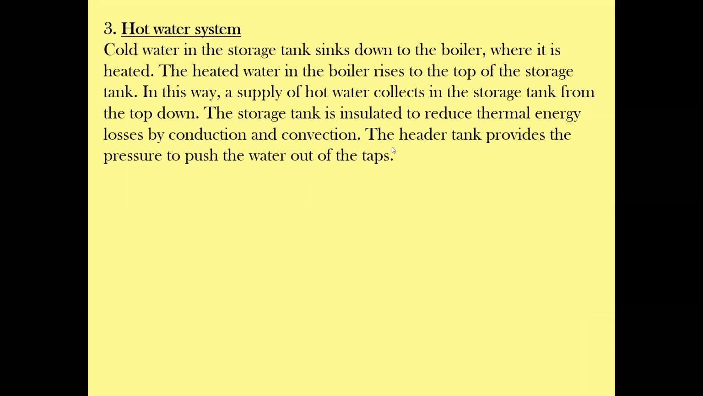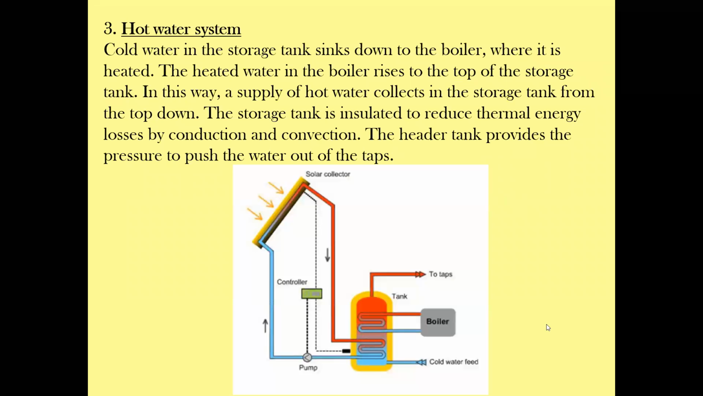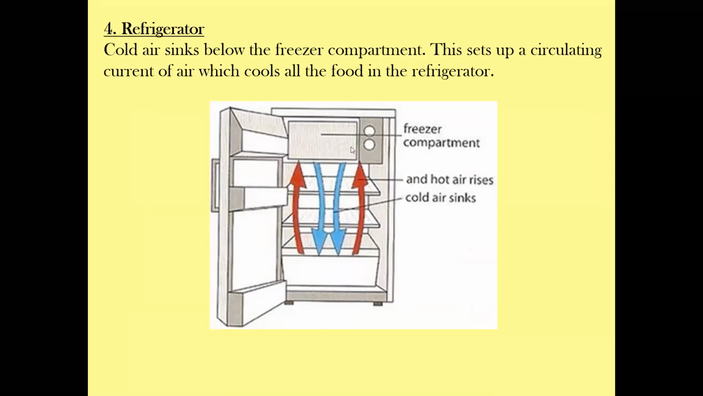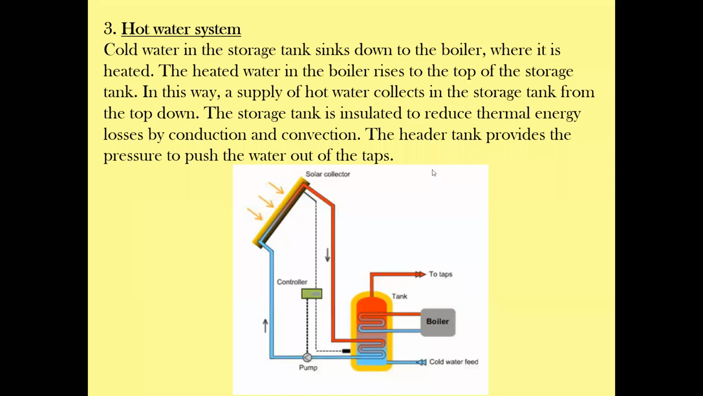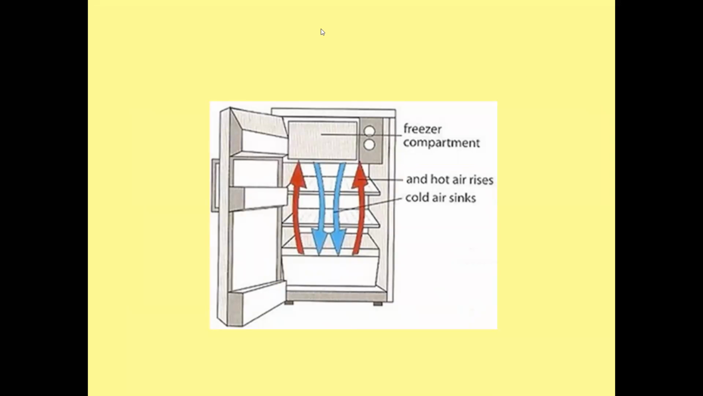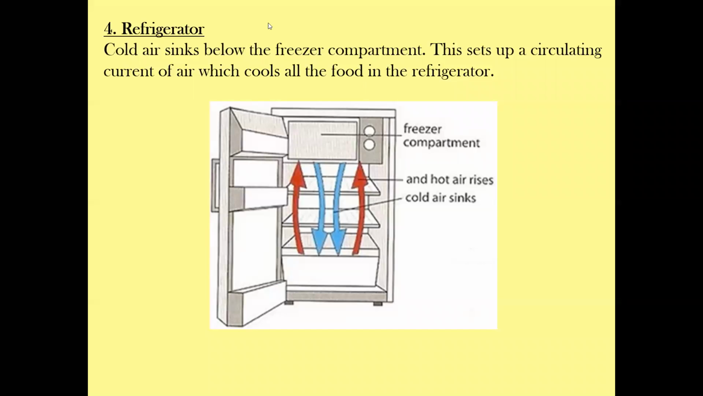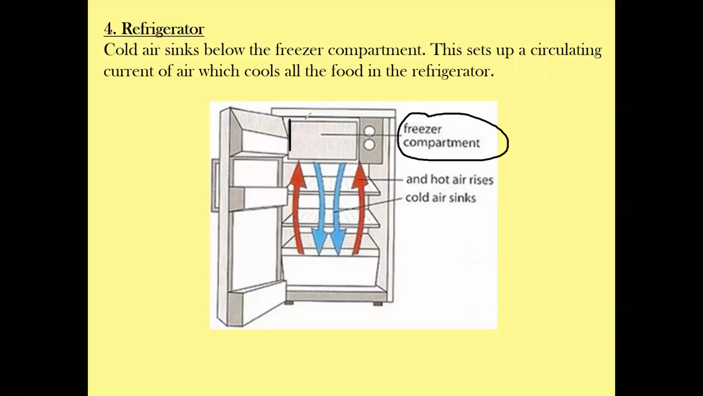In the same way, the hot water system or refrigerator compartments all use the same concept. Take how this refrigerator compartment is working. You will find the freezer compartment is always placed at the top. Why is it not placed at the bottom? So what is the reason?